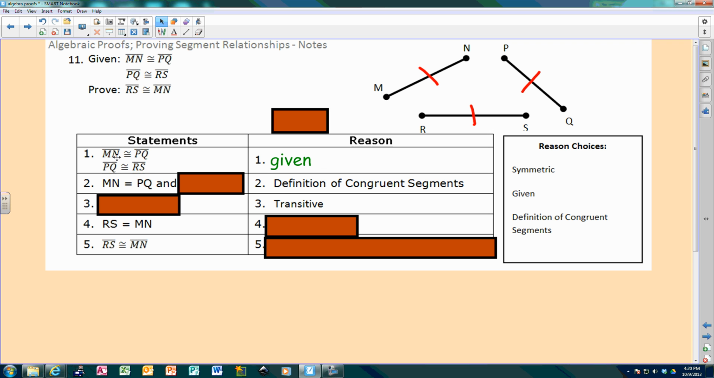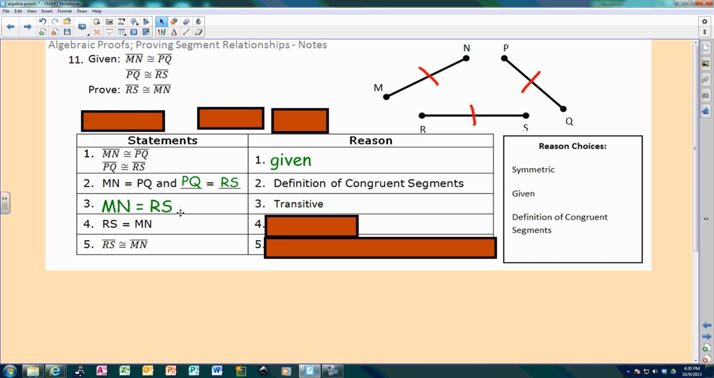Now remember, here everything is congruent, so everything has a little hat. The MN has a hat, the equal sign has a hat, the PQ has a hat. Everything has a hat. If I take all their hats off, now they're equal to each other, and that's called the definition of congruent segments. So anytime you take hats on, hats off, that is your reason. So now, if MN is equal to PQ, and PQ is equal to RS, the PQs cancel out, leaving me with MN is equal to RS, because it's transitive.